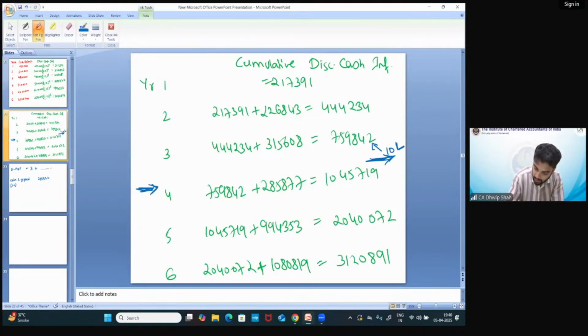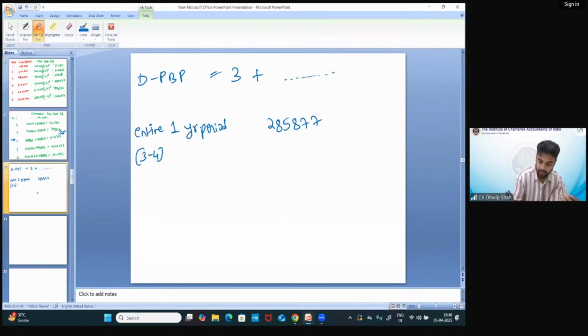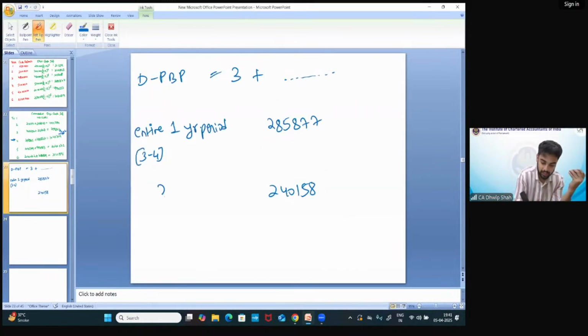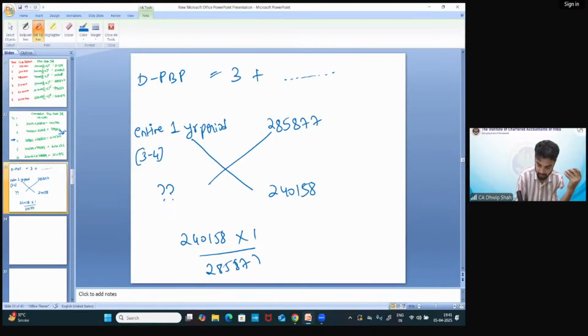But I just want to recover the difference between these two. 10 lakh minus 759,842. Can I say 240,158? I just want to recover 240,158, because if I am able to recover that, my job is done. So how much time will it require? Again, cross multiplication: 240,158 divided by 285,877.